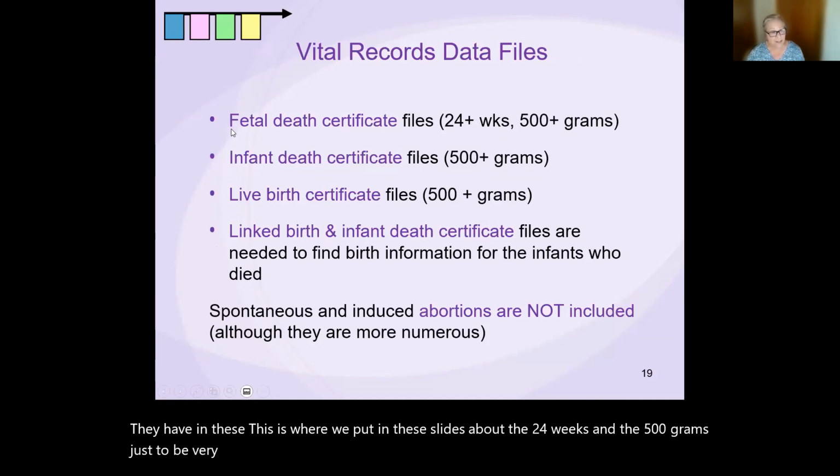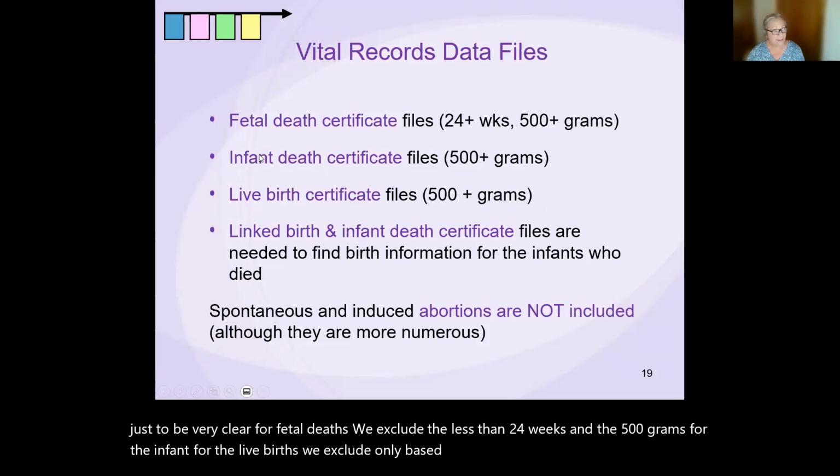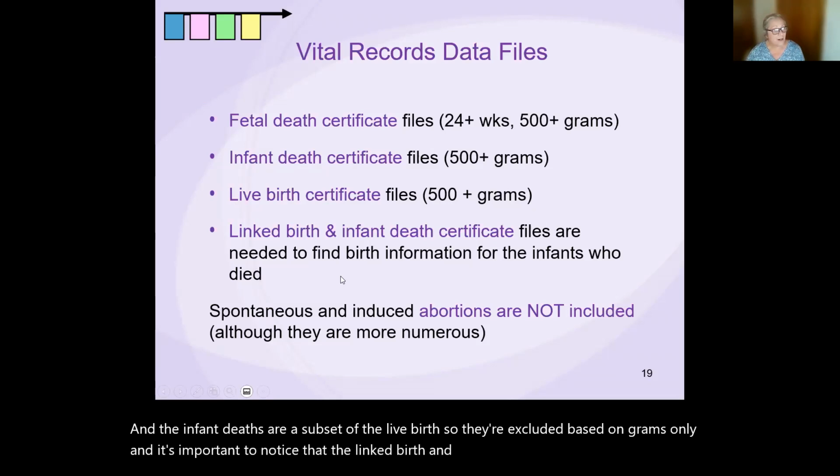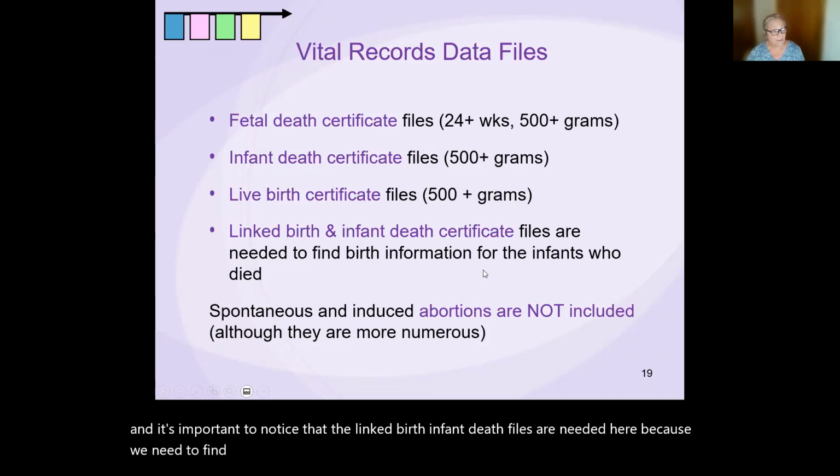For fetal deaths, we exclude the less than 24 weeks and the 500 grams. For the live births, we exclude only based on grams. And the infant deaths are a subset of the live births, so they are excluded based on grams only. And it's important to notice that the linked births and infant death files are needed here because we need to find the birth information for the infants who died.